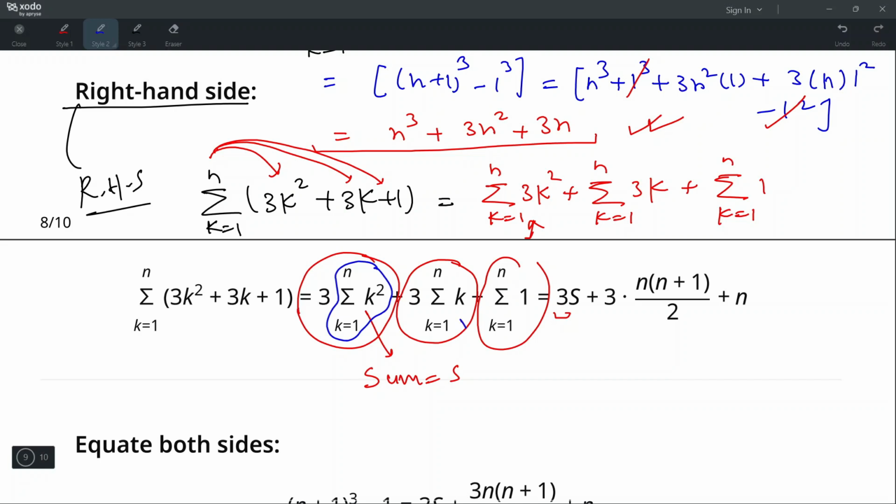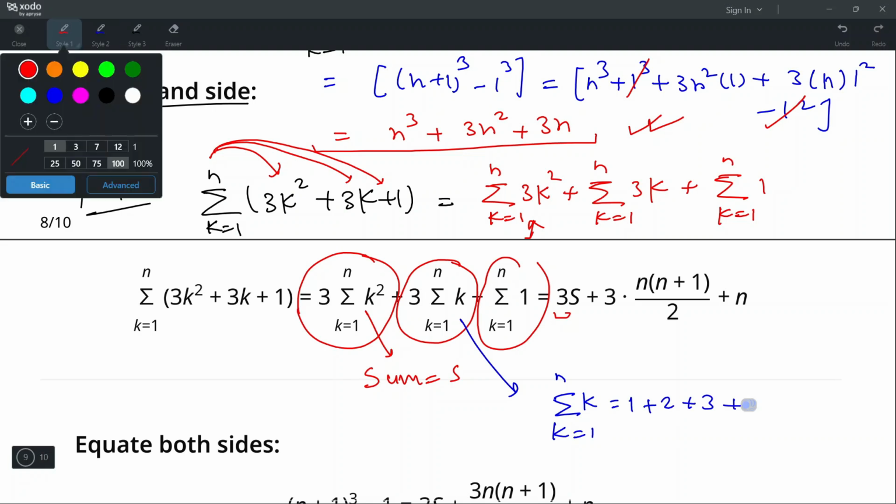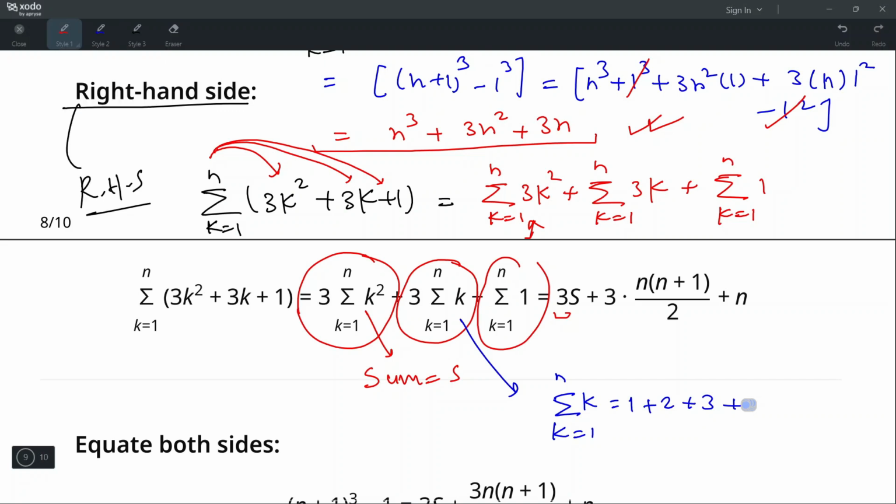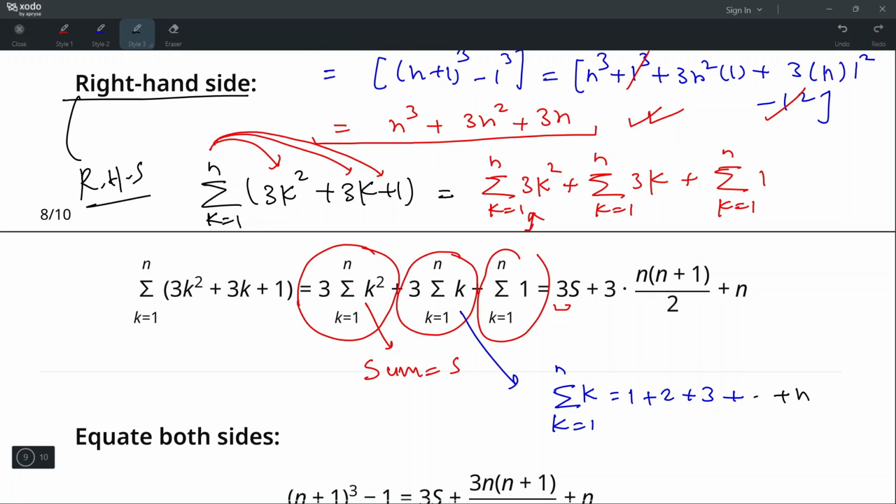So how did we approach this? We factored out 3. We are summing from k equals 1 to n of k. This is the sum of natural numbers from 1, so it's basically 1 plus 2 plus 3, all the way up to n. How would we figure this out? There's a very nice formula for that.